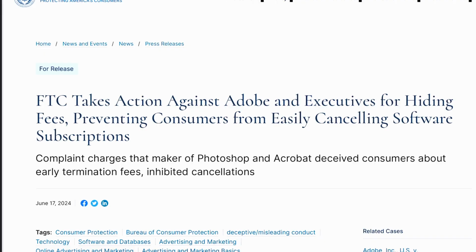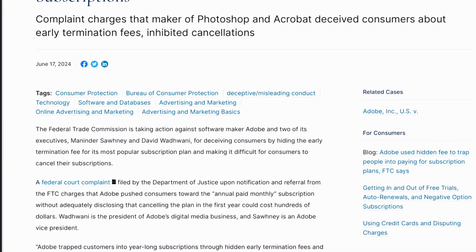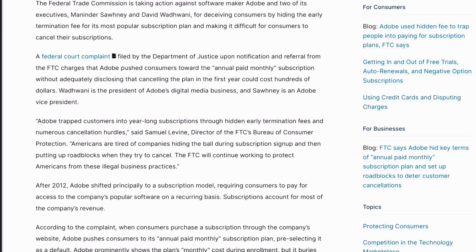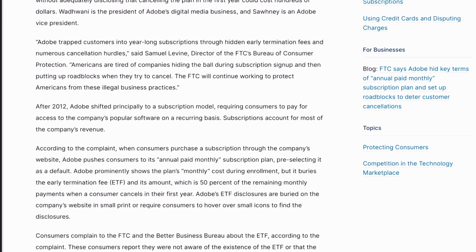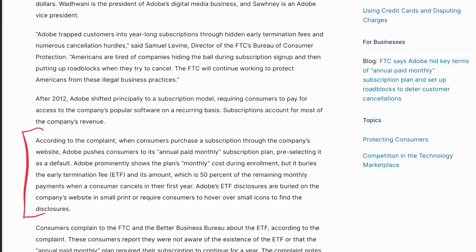So here I have the official FTC statement where they are saying that they have taken action against Adobe and executives for hiding fees and preventing consumers from easily canceling the software subscriptions. If we scroll down, we can see that the biggest problem is in this paragraph, that Adobe pushes consumers to its annual paid monthly subscription plan, presenting it as a default.